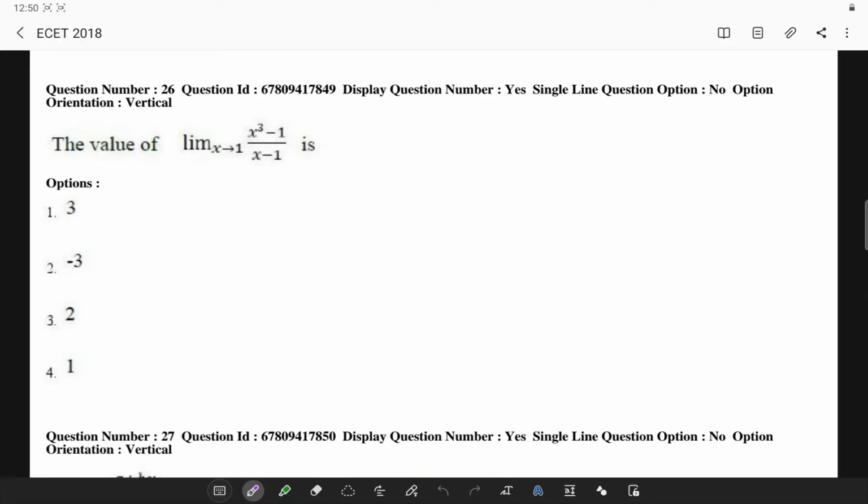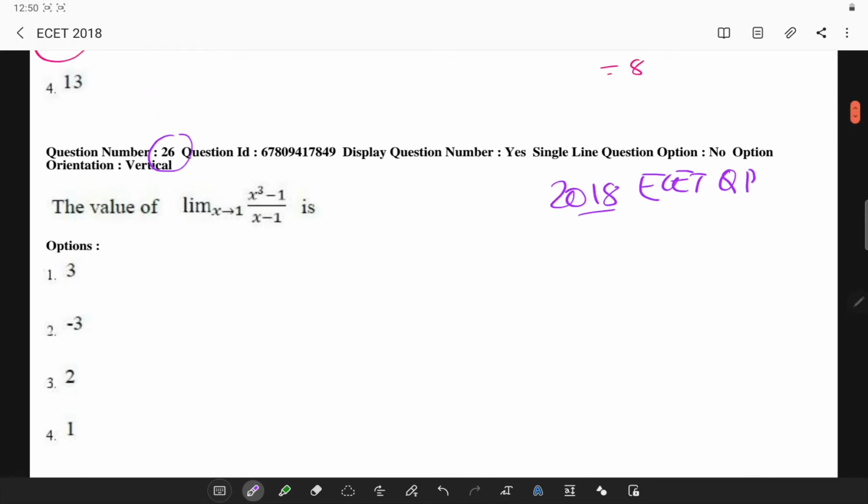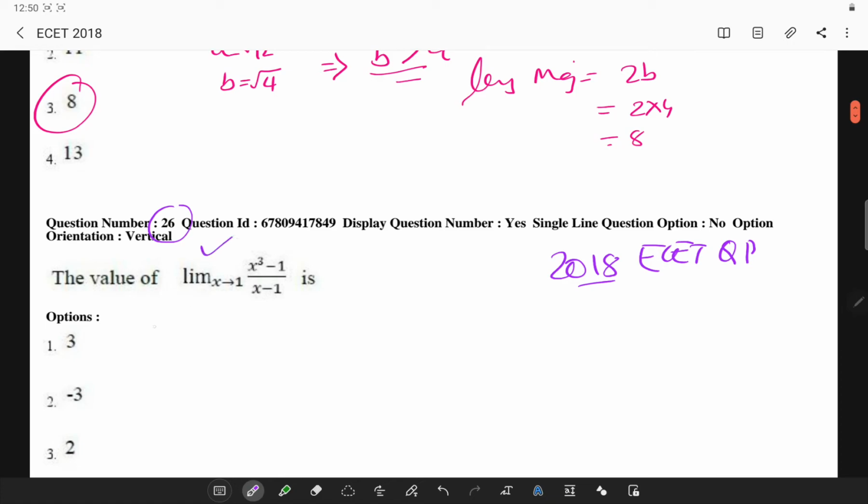Hi friend, so let's solve from the 26th question of the 2018 ECET question paper. We'll focus on the maths part. This question is related to limits.